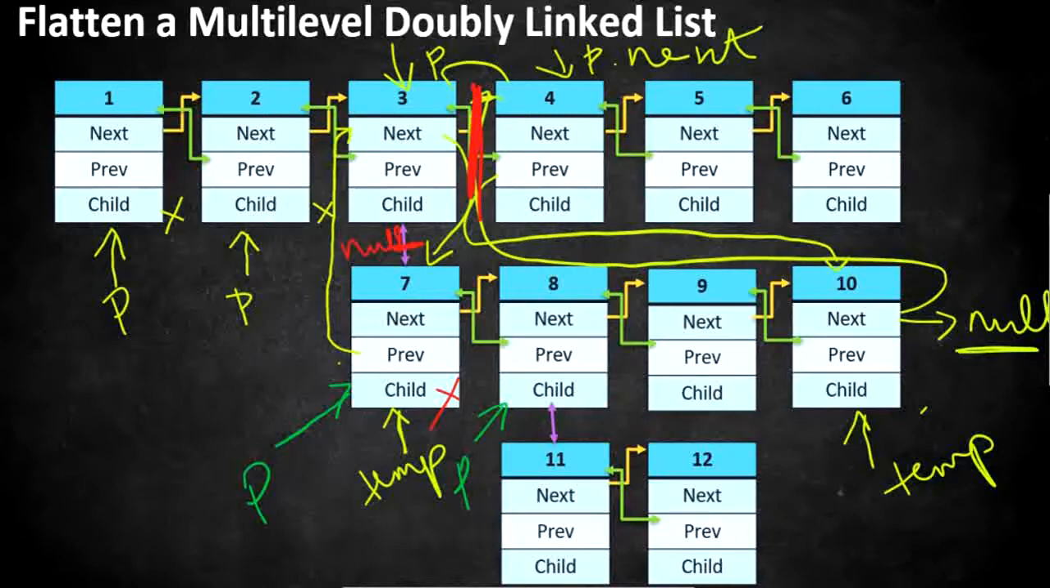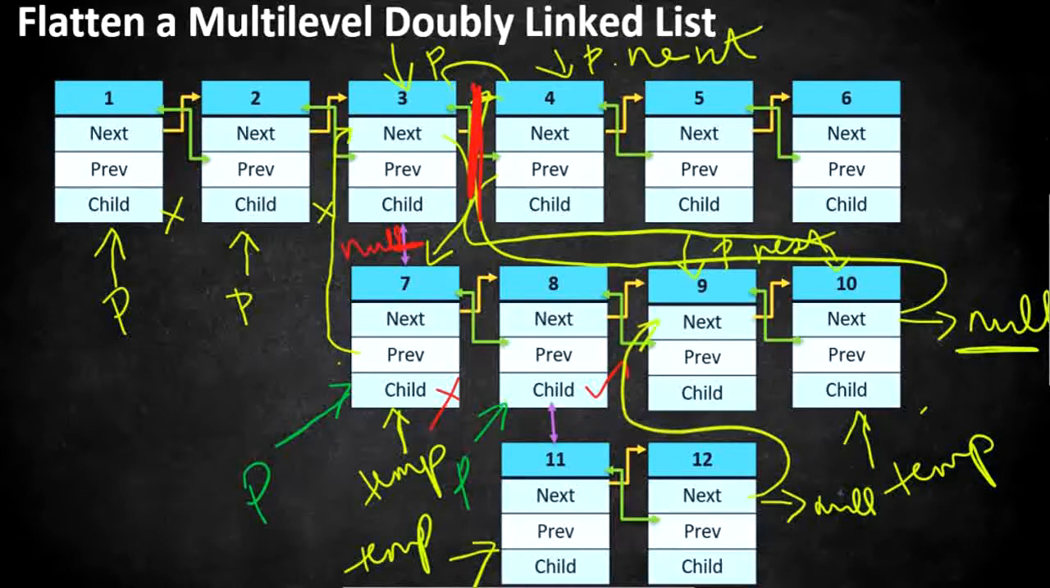Yes, the child is there. So since there is a child, we are going to introduce our temp pointer to its child. So the same procedure is going to be followed. We are going to iterate temp till it faces a null. So 12's next is null. So we are going to make a connection with P.next. So our P.next is 9 now, because P is at 8. So we are going to connect 12.next to 9 and 9.previous to 12. Same way 8.next to 11 and 11.previous to 8.